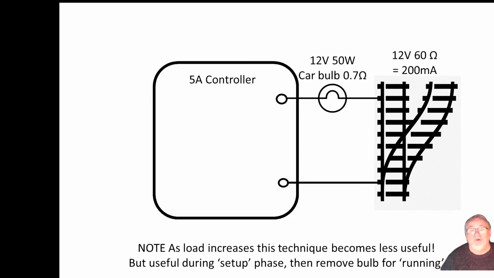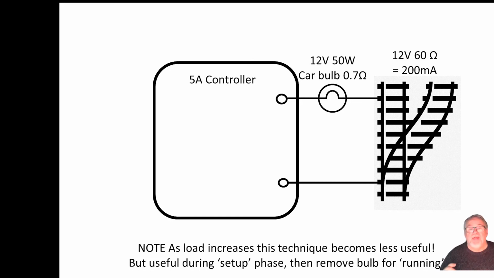But when the track's only drawing 200 milliamps, the car bulb gets to see 0.3 of a volt or something. So it's 0.7 of an ohm. Nothing happens. The car bulb is effectively not in circuit until it becomes a short circuit, at which point the car bulb will step in and save the day.